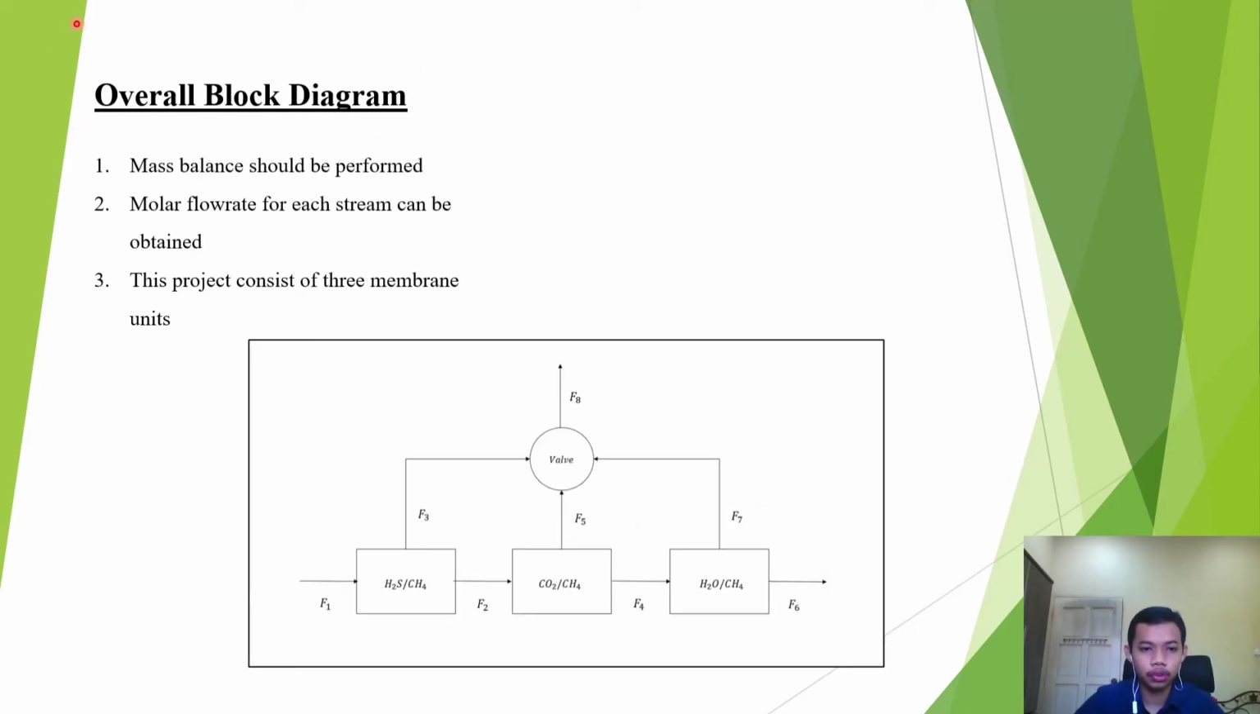Firstly, we will look at the overall block diagram. We have to construct the overall block diagram and mass balance should be performed in order to find the flux and the selectivity for each membrane unit. The molar flow rate for each stream also can be obtained through mass balance calculations. And this project consists of 3 membrane units as shown in this figure.